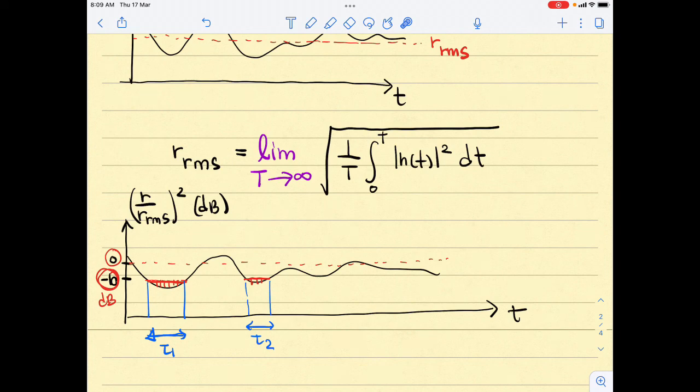Besides the number of times, each time it dips below a certain threshold, we want to look at how long it stays below the threshold. For this one, the first time is tau 1, the second time is tau 2, and maybe we want to find the average of the time periods that the channel has gone below a certain threshold. And that's what you're going to do next.